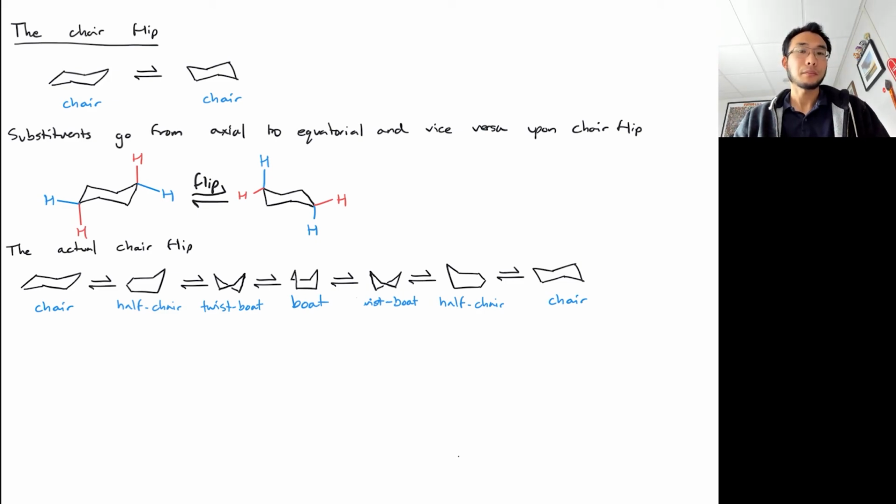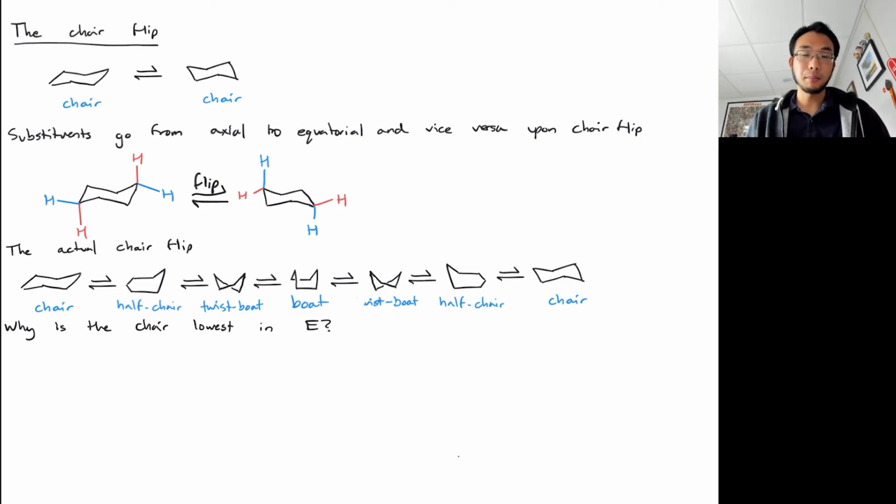So that's a lot of different conformations, and again, for us, the most relevant ones are the chair conformations at either end here, but I just want to point out that there are many other different intermediate conformations that the molecule has to go through in order to actually undergo a full chair flip. So a question you can always ask when there's multiple conformations is, well, how do we know, or why is the chair the one that's lowest in energy? And it is actually much lower in energy.